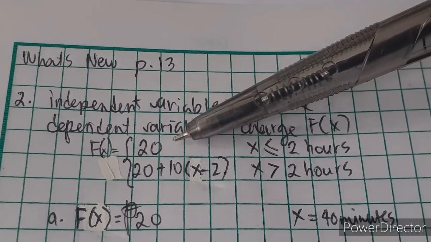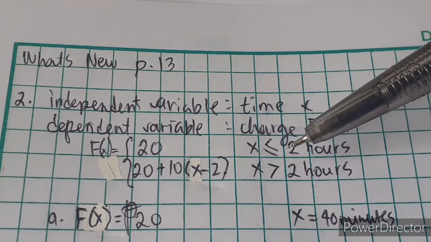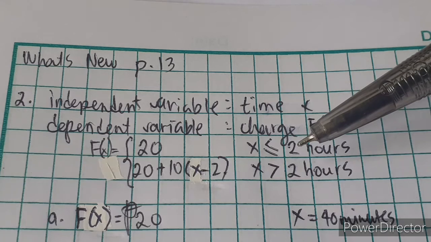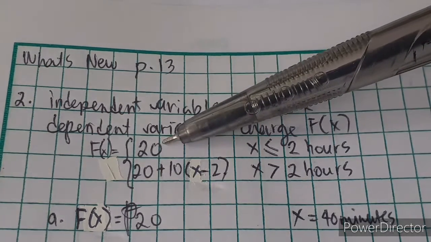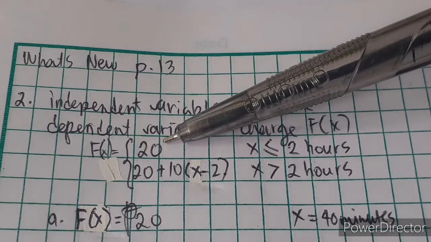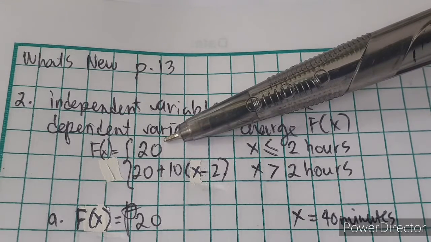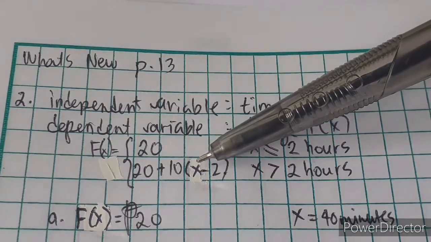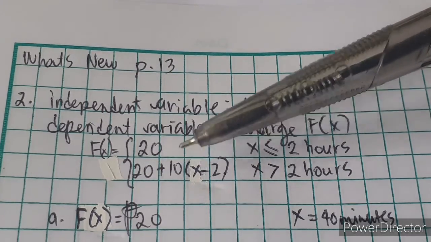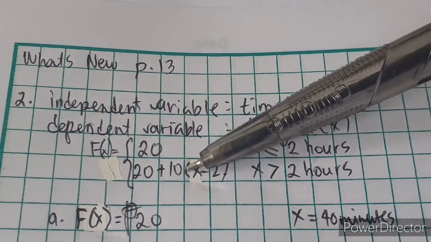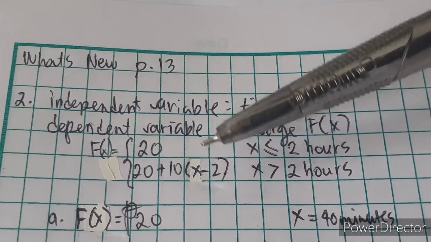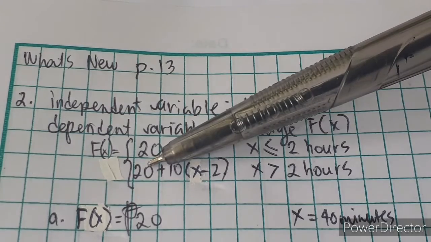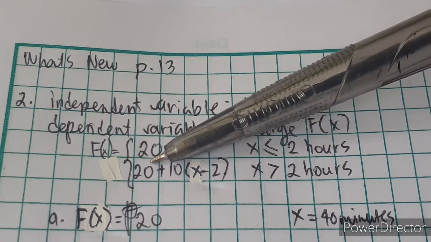So the first piece is if you use their computers for 2 hours or less. So this is it. You only pay 20 pesos. However, if you use it for more than 2 hours, you have to pay 10 pesos for each succeeding hour. So x minus 2 here computes the succeeding hour, because 20 is already your payment for the first 2 hours.